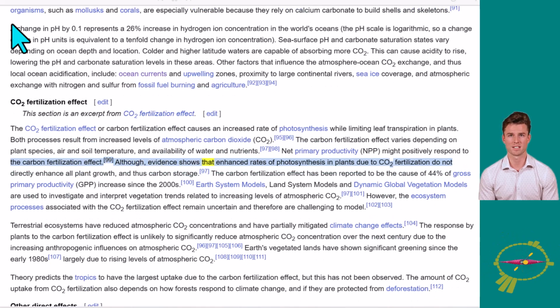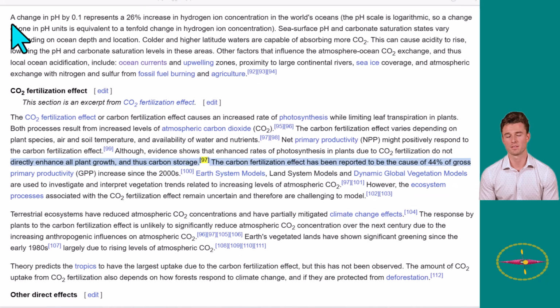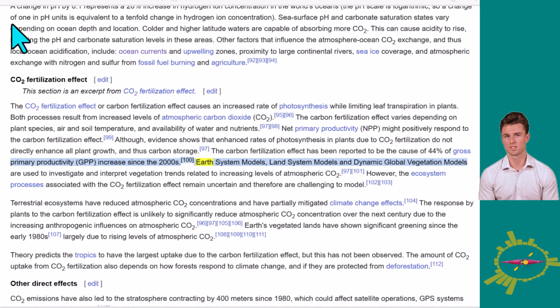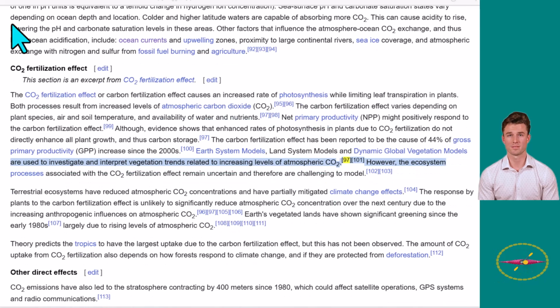Although, evidence shows that enhanced rates of photosynthesis in plants due to CO2 fertilization do not directly enhance all plant growth, and thus carbon storage. The carbon fertilization effect has been reported to be the cause of 44% of gross primary productivity, GPP, increase since the 2000s. Earth system models, land system models, and dynamic global vegetation models are used to investigate and interpret vegetation trends related to increasing levels of atmospheric CO2. However, the ecosystem processes associated with the CO2 fertilization effect remain uncertain and therefore are challenging to model.